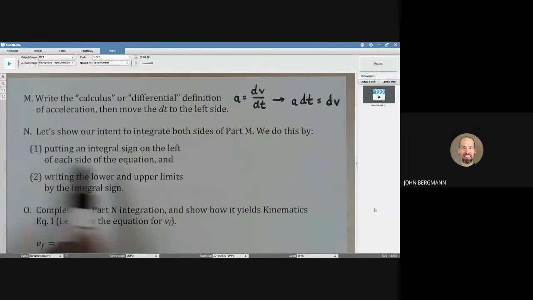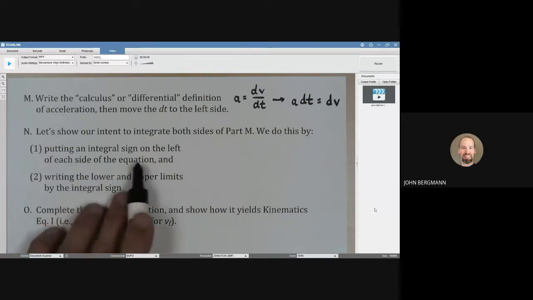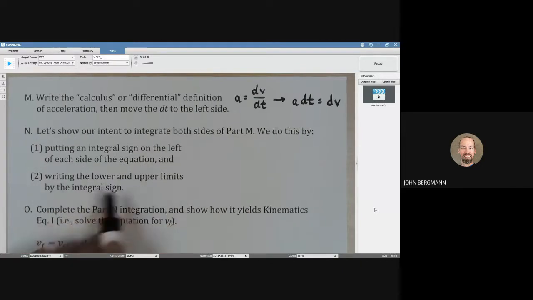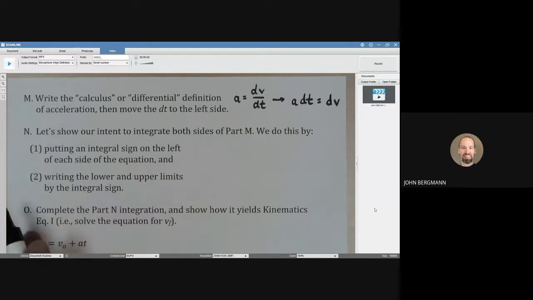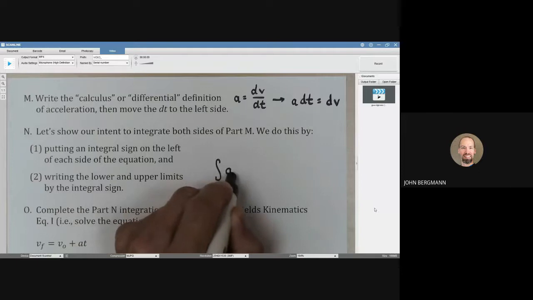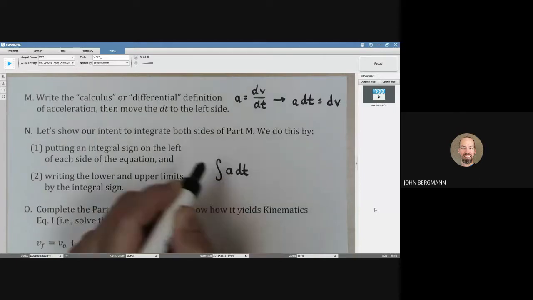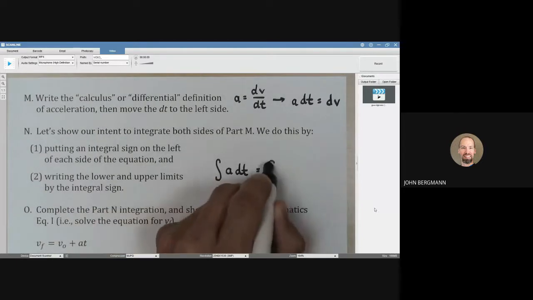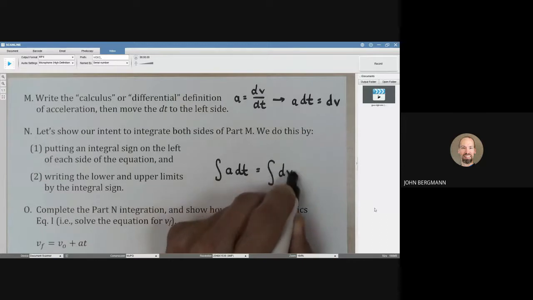Now, let's show our intent to integrate both sides of this. We're going to do this by putting an integral sign on the left of each side of the equation, and we're going to write the limits. Let's go ahead and do that. We're going to integrate a dt, and we're going to integrate dv.